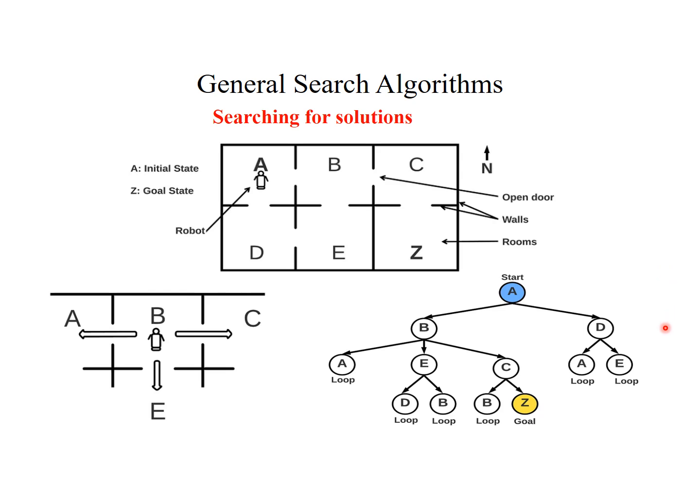This tree completely represents the possibilities in moving and reaching the successive nodes. For example, if it starts from A, it goes either to B or D. So from A, B or D are the possible moves. From B, the possible moves could be to the adjacent rooms A, E and C. From C, the possible moves could be to B, which leads to a loop state, and Z, which is the goal.